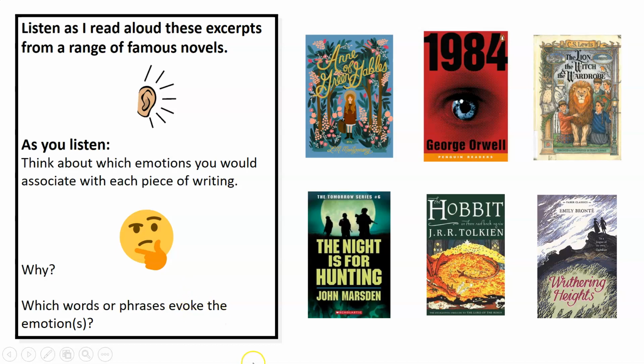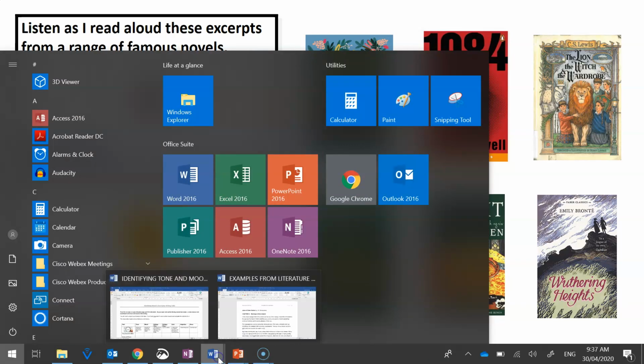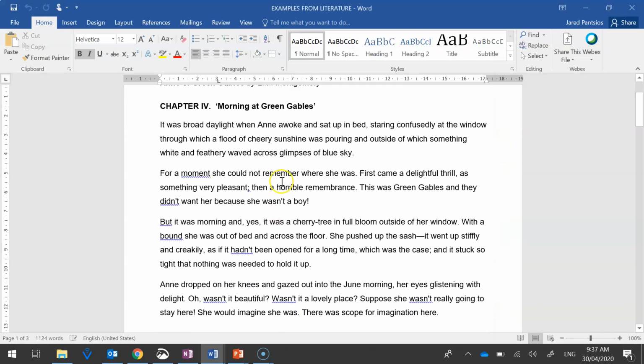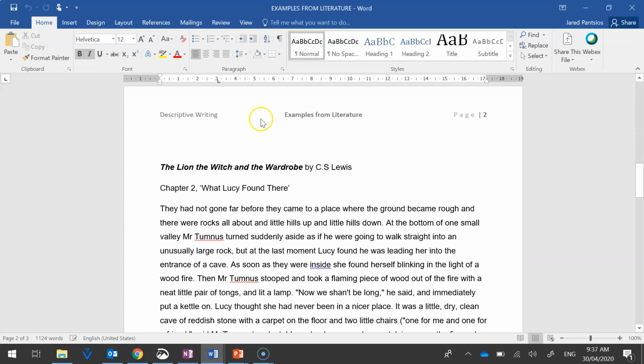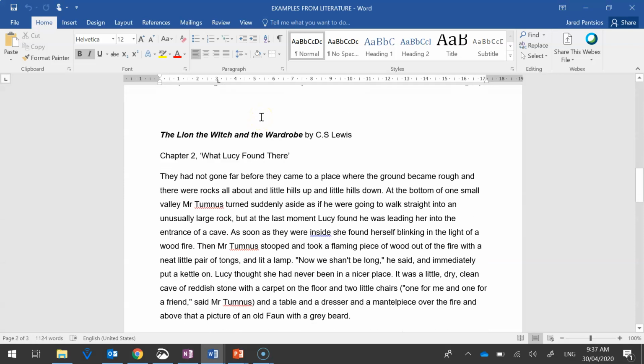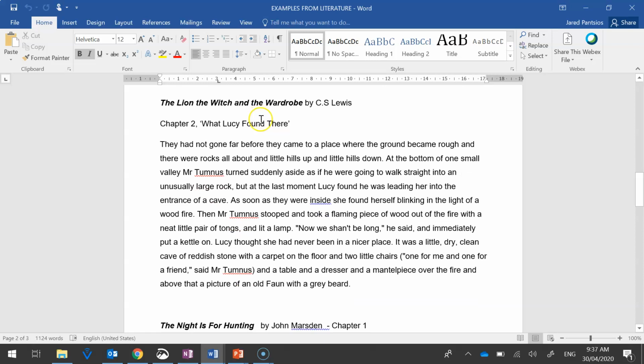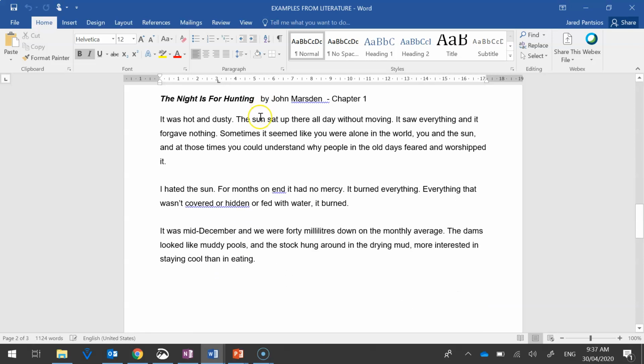That is so you are then able, after choosing your selected piece, for instance, Anne of Green Gables or 1984, or if you wish to begin with a somewhat beginner approach, to read The Lion, the Witch and the Wardrobe and The Night is for Hunting.